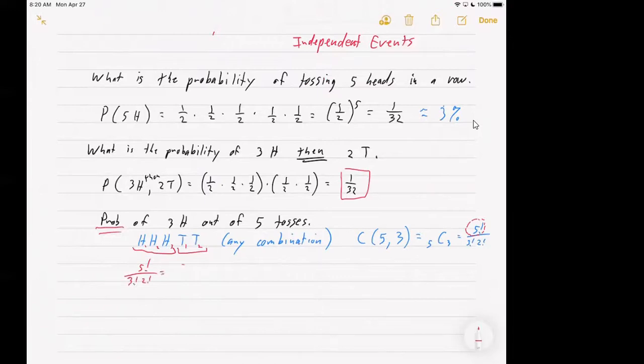This is a good one to do by hand. That's 5 times 4 times 3 factorial over 3 factorial, 2 factorial. I'll write that out as 2 times 1. The 3's cancel, the 2 reduces to a 2, and so there are 10 ways that could happen.